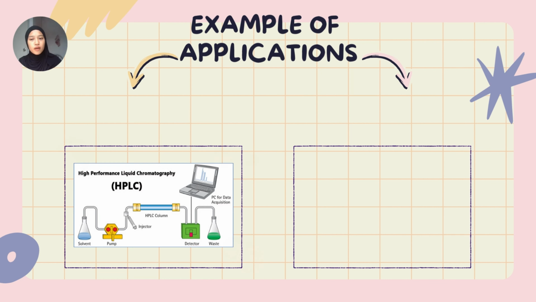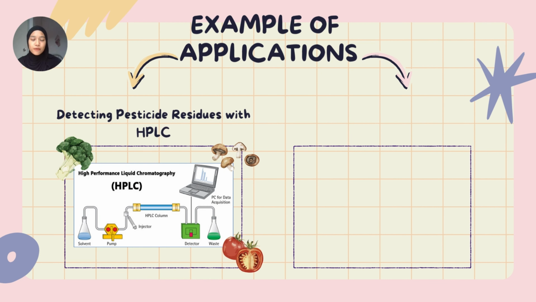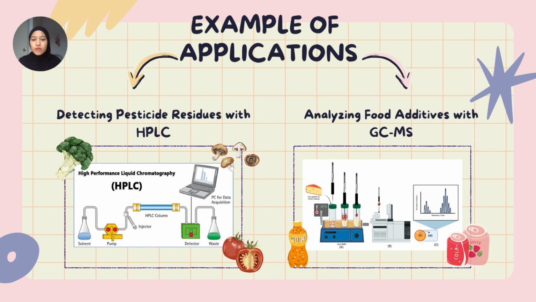So, first of all, one of the essential uses of chromatography in the food industry is the detection of pesticide residues. High performance liquid chromatography, or HPLC, is particularly effective here. HPLC can detect and quantify pesticide residues in fruits and vegetables. For instance, it might reveal the presence of organophosphates or carbamates, ensuring these chemicals are below the maximum residue limits set by regulatory agencies.